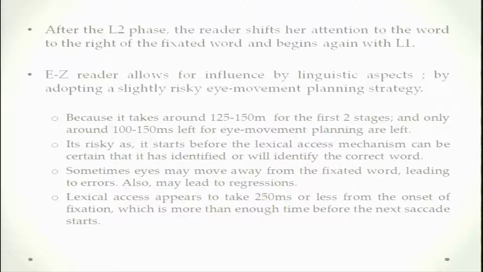So, sometimes it might happen that your eyes have moved away from the fixated word, leading to errors, because you assume that this is that word. So sometimes what will happen is that while reading a particular text, you come across a word very similar to a highly frequent word, but the word is not exactly that. You assume that this is that word and you move to the next. You realize at the next or the following word that, okay, I probably misread that one. You come back and you correct it. So this is a strategy that might lead to some errors happening.